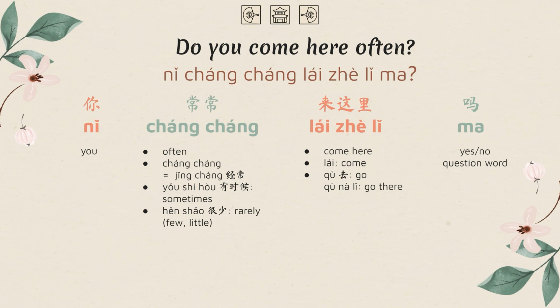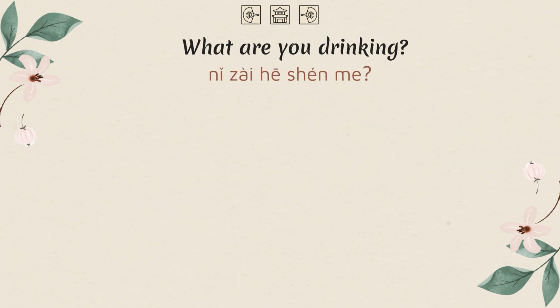So the whole thing is 你常常来这里吗? Literally, you often come here, yes or no. In English, you could put the frequency word at the very end, do you come here often? But in Chinese, we put it before the verb. So 常常 has to go before 来. In order to answer this question, you could say the frequency and the verb together, 常常来, or 不常常来. Or you could give a different frequency, 有时候来 or 很少来.